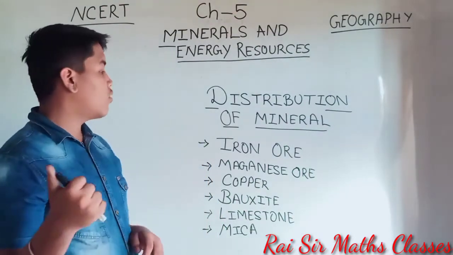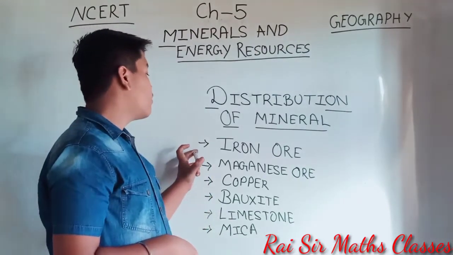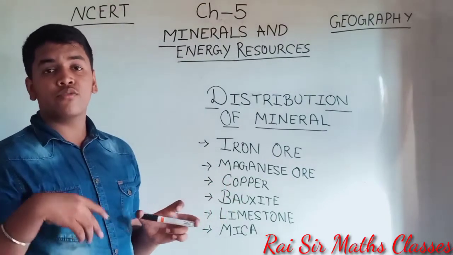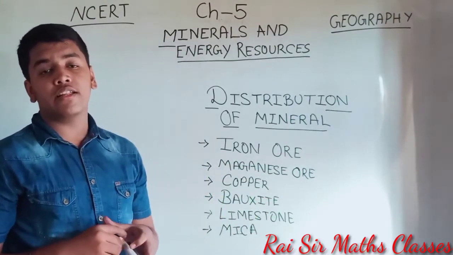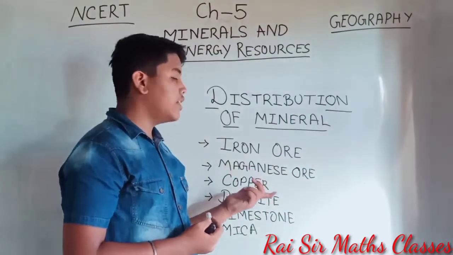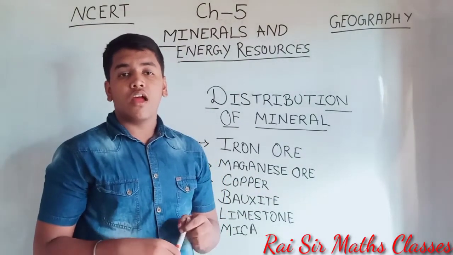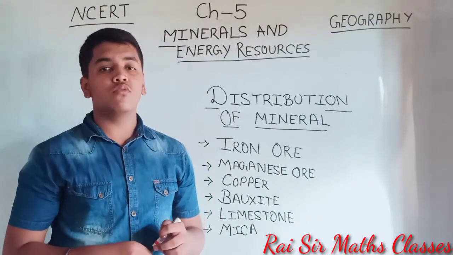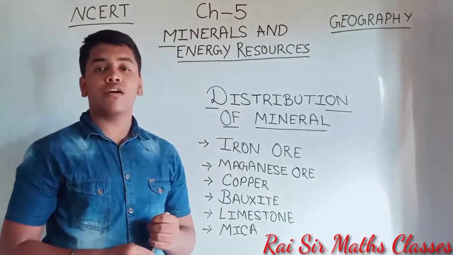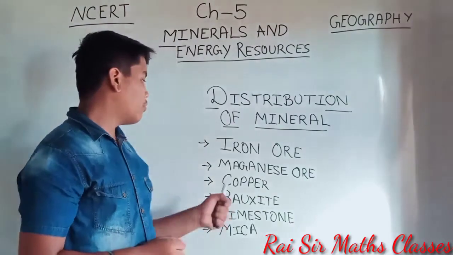Manganese. We are going to learn about manganese. Manganese ore is used to make two types of material: iron and steel. It is found in Madhya Pradesh, Chhattisgarh, Andhra Pradesh, Goa, Karnataka, Kerala, Tamil Nadu and some parts of Hyderabad especially. It is known for manganese.